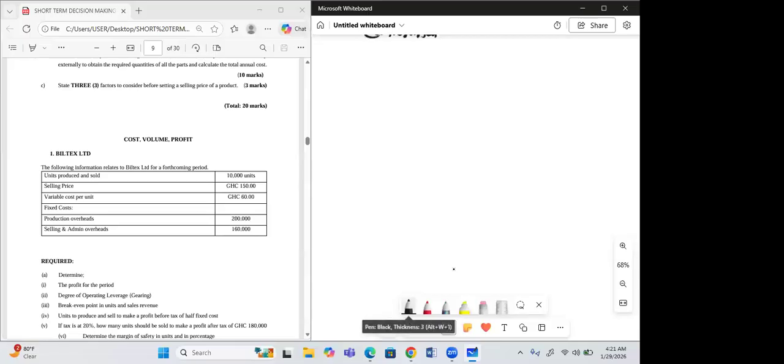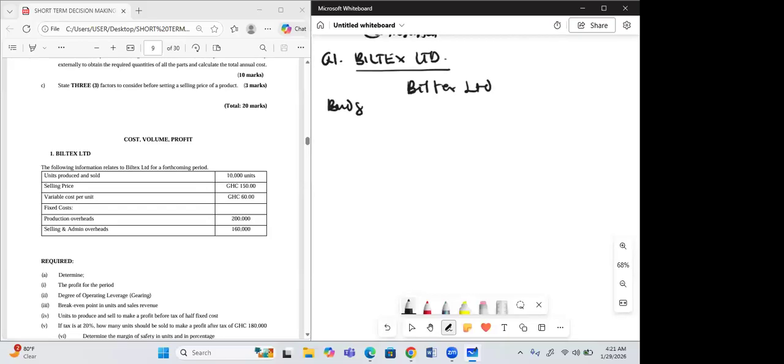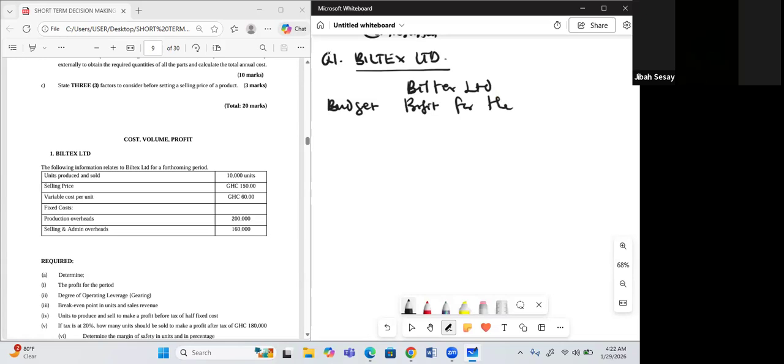Now let's look at the question. Biotex Limited. It says that the following information relates to Biotex Limited for the forthcoming period. We are to determine the profit for the period, the degree of operating leverage, and that kind of thing. So first prepare a budgeted profit statement. Say Biotex Limited, budgeted profit for the period.